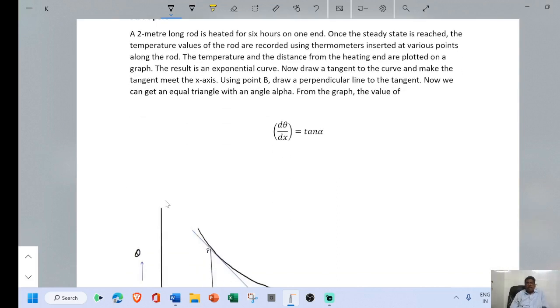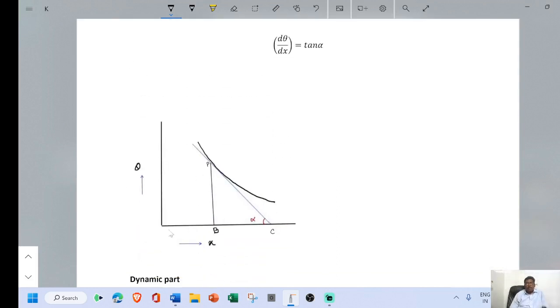It's a decay curve, with x values on the x-axis and theta values on the y-axis. Now a tangent is drawn to this curve and the tangent is allowed to meet the x-axis. From the point B, a line is made and it's allowed to meet the tangent at the point B.